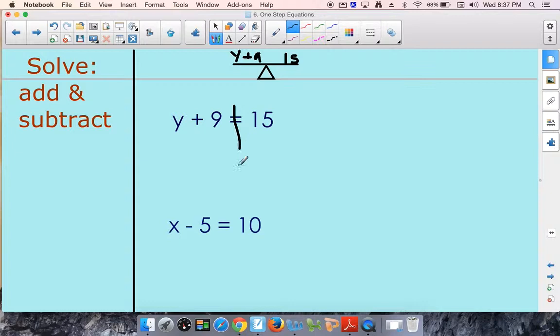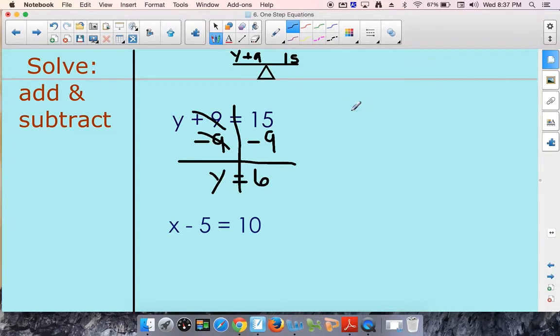How you show this is we're going to draw a line through the equal sign to show that whatever we do to one side, we do to the other. So in this case, we have y plus 9. We want to get y by itself, so we're going to subtract 9 from both sides. By doing that, 9 minus 9 equals 0. So there's nothing there, so we bring down the y that's left on this side of the teeter-totter. Over here, 15 minus 9 is 6. So in this case, y equals 6.